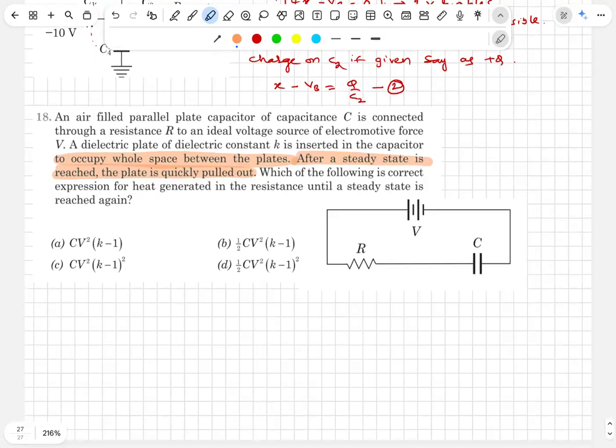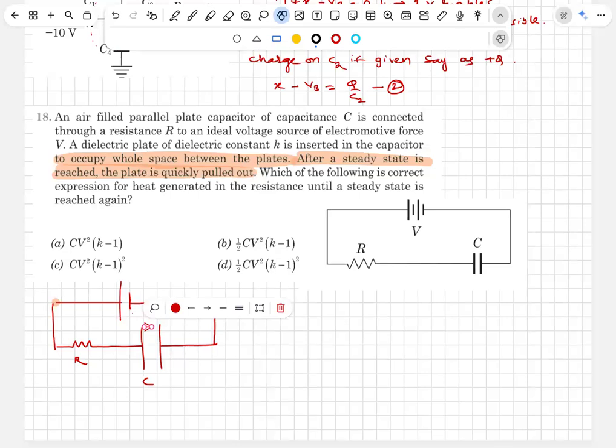Please try to understand what is happening over here. That is very important. Here is your battery, resistor, and a capacitor C with dielectric. I'll change the color. The blue portion is the completely filled dielectric part, and hence the charge will be plus KCV, minus KCV.